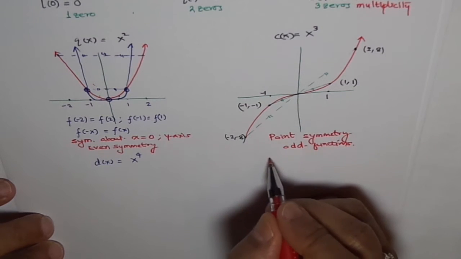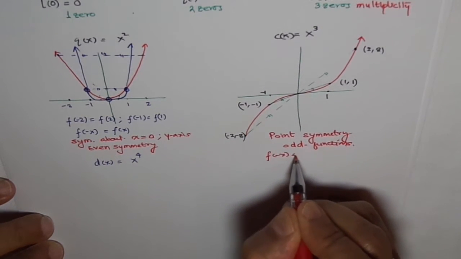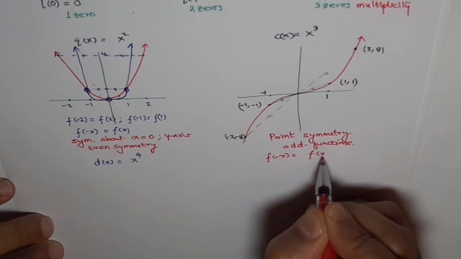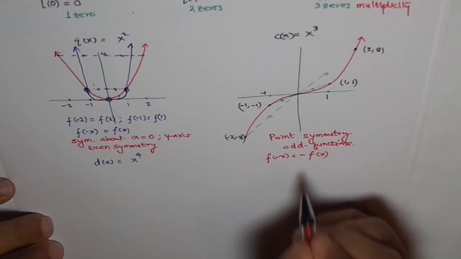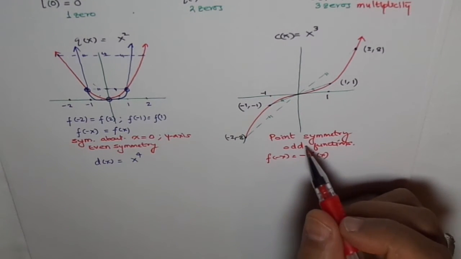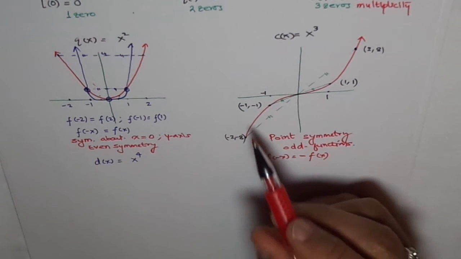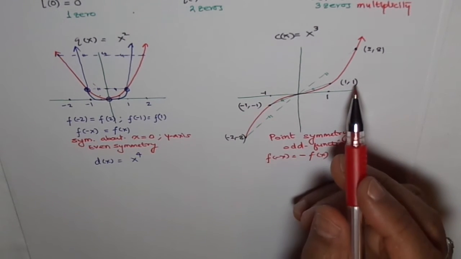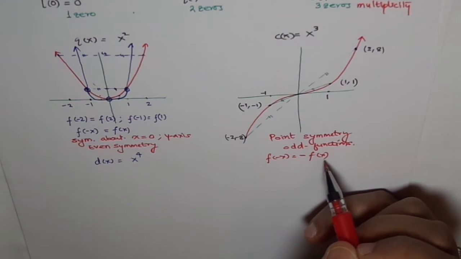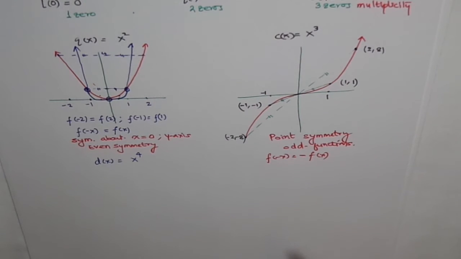Odd in this, f of minus x is equal to, is it equal to f of x? No, it is minus of f of x. That means f of minus 1 is minus 1, not plus 1. Minus of f of x. Do you see that? So that is how the function with odd degree looks like.